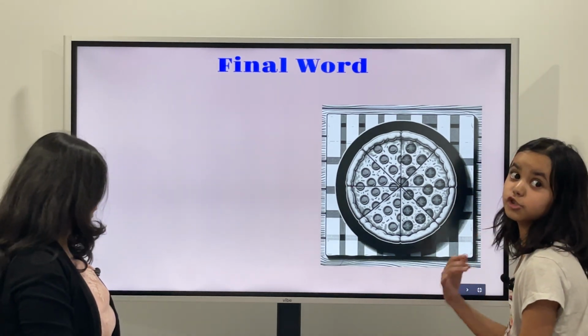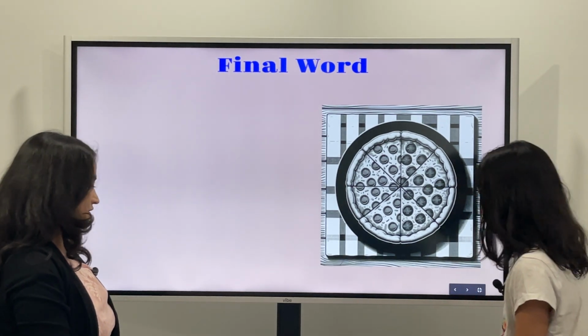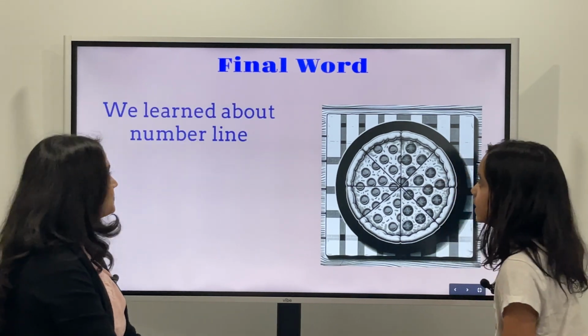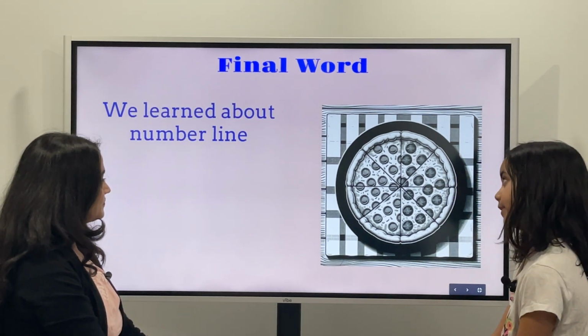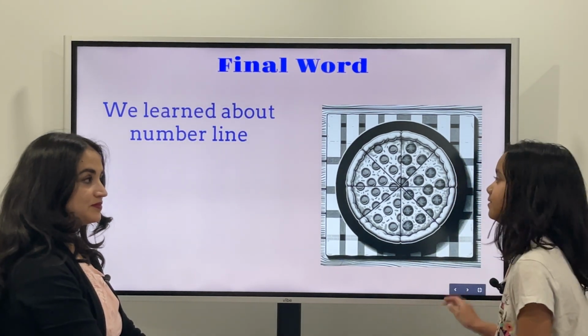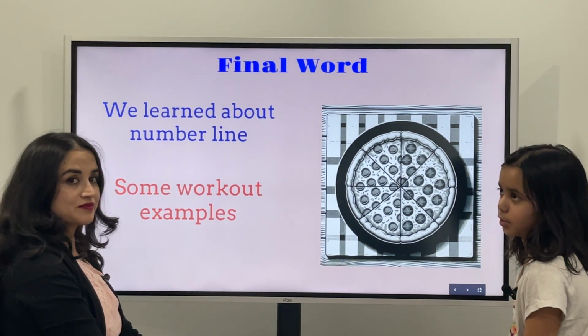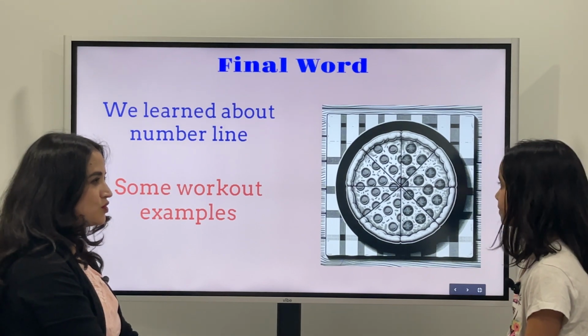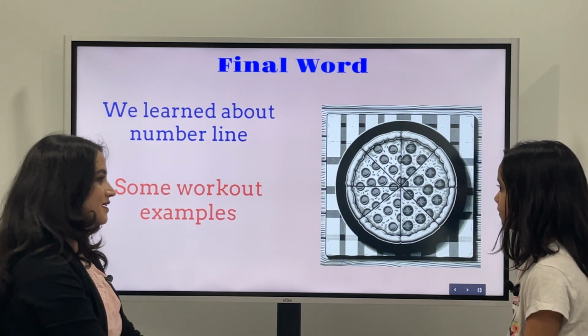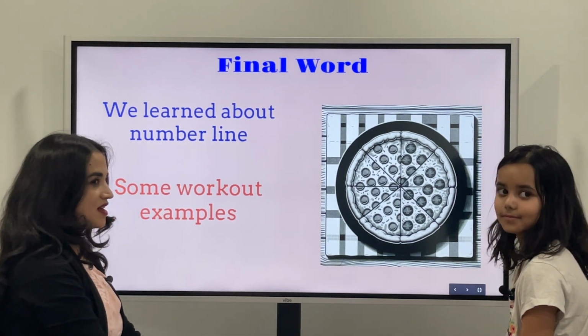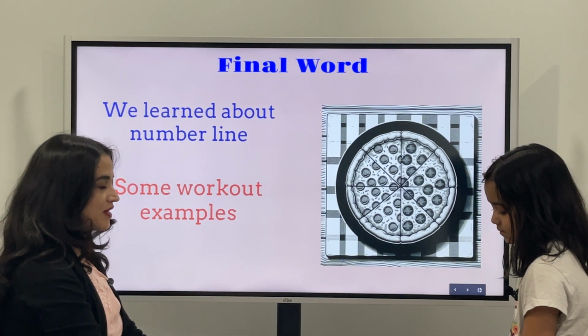Final word. Woo! So what did we learn today? We learned about number lines of fractions. That's what it means. Some worked examples. Yeah, and those examples were very nice examples. Yeah, it's tricky, but you did it very well, Leena.